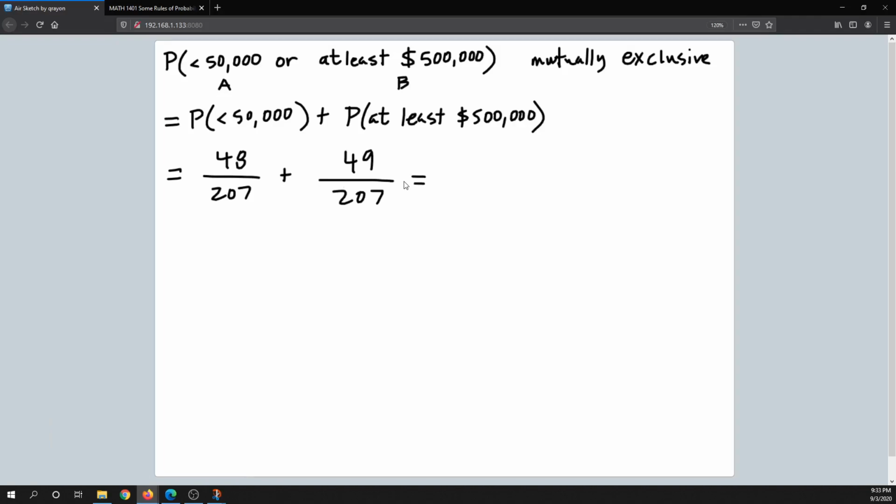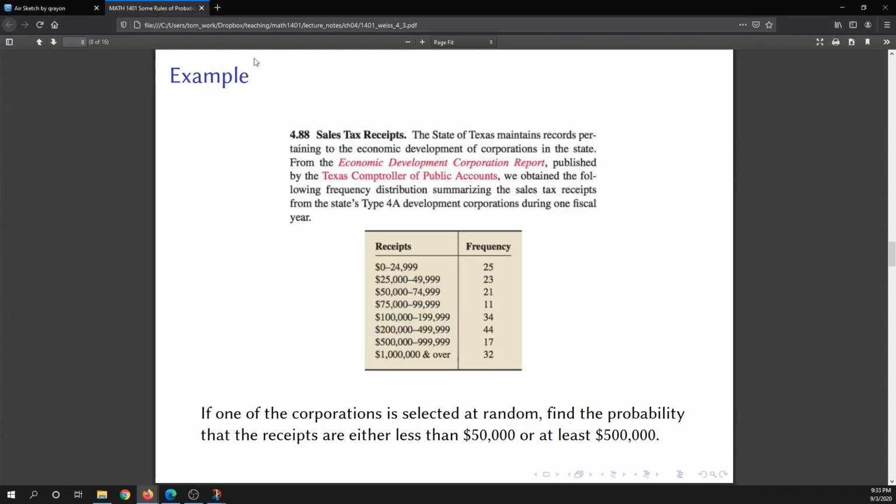All right, and then add those two together, I get, is it 97? 48 plus 49 would give me 97, right? And I just keep the denominator the same. So I get 97 over 207 for that probability, okay? So you can see that's the special addition rule when the events are mutually exclusive, and it's a little bit easier because you don't have to do the subtraction there.